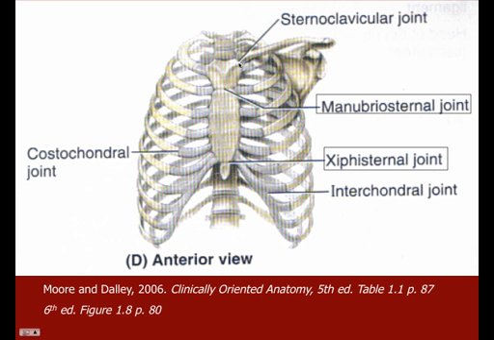Okay, sternoclavicular joint, right? Articulation between the clavicle and the sternum. So this is your manubriosternal joint, not a lot, and your xiphisternal, again, not a lot. Intercostal joint, right, between the cartilage of the rib above and below, and then the costochondral is between the bony part of the rib, and as it transitions into its costal cartilage.